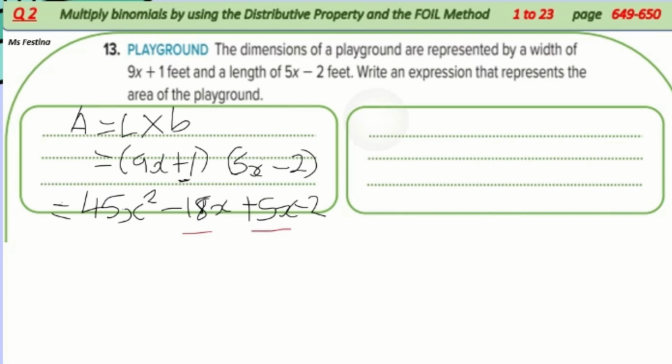So let's start first by writing 45x to the power 2, so x to the power 2, and then minus, because the bigger number 18 has a negative sign there, so minus 13x, and then finally minus 2 because it has no like term. And that's the expression that they want. Okay, the expression that represents the area of the playground.